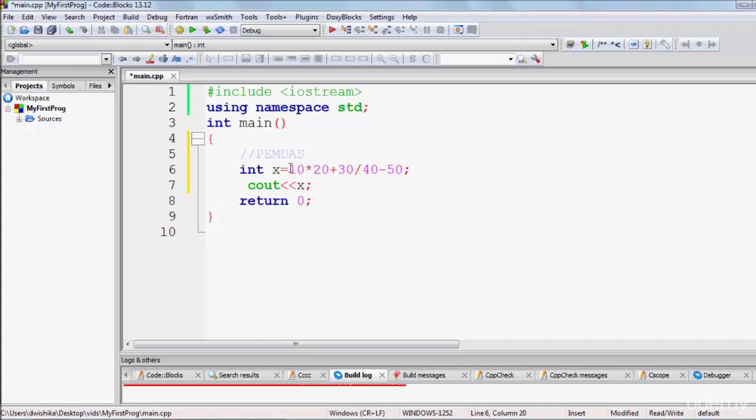First will happen the parentheses, which we don't have right now, and then the exponent, which we also don't have. Then the multiplication happens, so this will happen first, then the division, then the addition, and then the subtraction. So whatever value you get, it will subtract 50 from that. But it's always a good practice to use parentheses so you can understand the calculation at once.